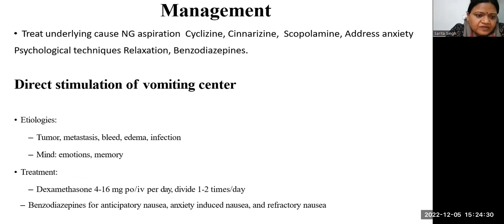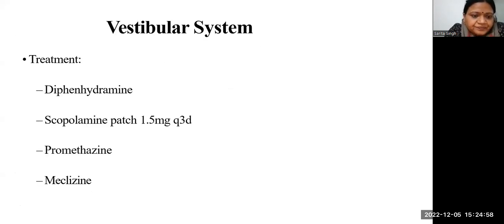Direct stimulation of the vomiting center. Etiologies: direct stimulation means a tumor can stimulate the vomiting center, and emotions can stimulate it. The treatment is dexamethasone. Stimulation of the vomiting center occurs in various ways like CTZ stimulation, vestibular stimulation, GIT stimulation, and brain stimulation. All these can stimulate the vomiting center, which is present in the medulla of the brain. So these are the causative agents. Next. Vestibular, I have told you. Next.